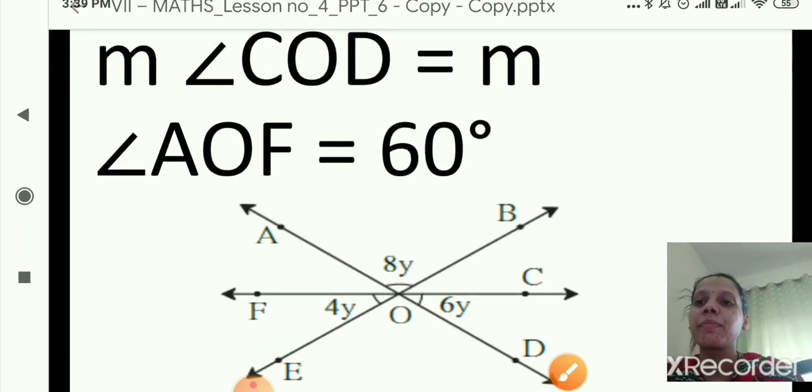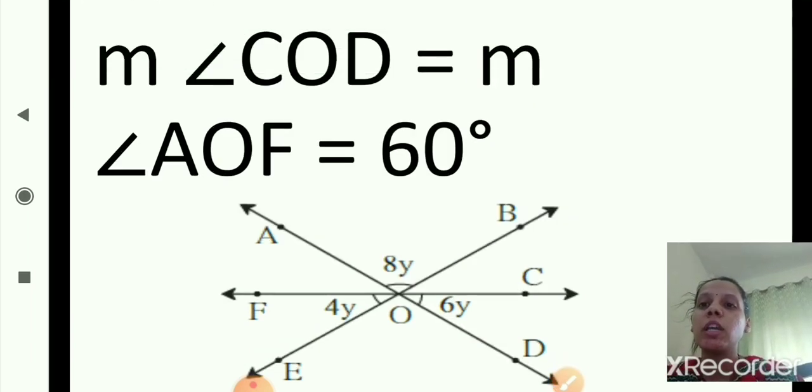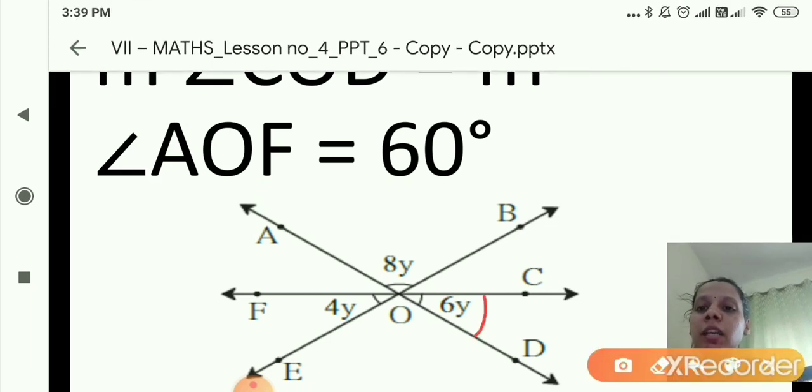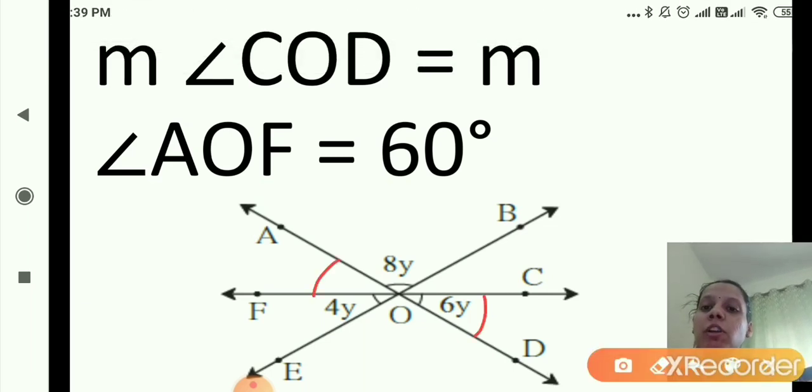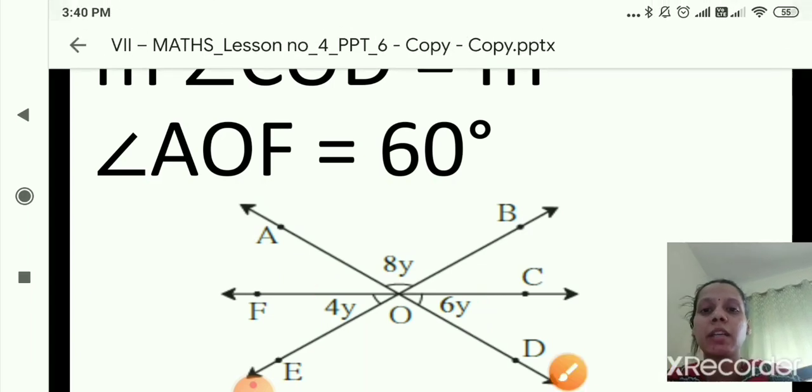So measure of angle COD is equal to measure of angle AOF, which is equal to 60 degree, because this is 6y, which means 60 degree. So this AOF is also 60 degree. I hope you are clear with the second sum.